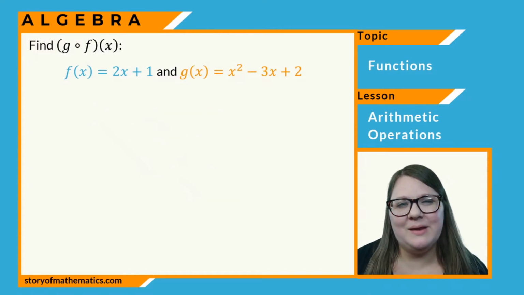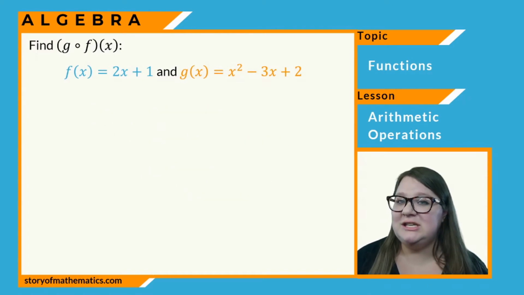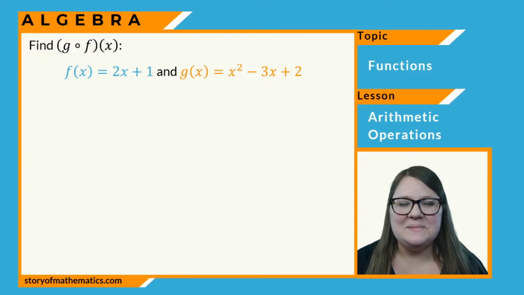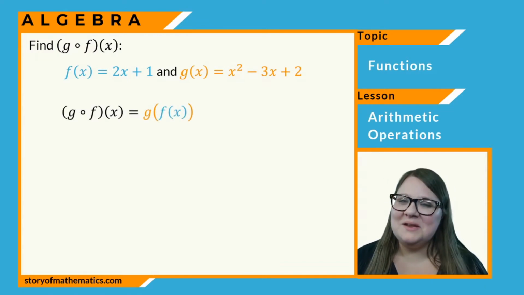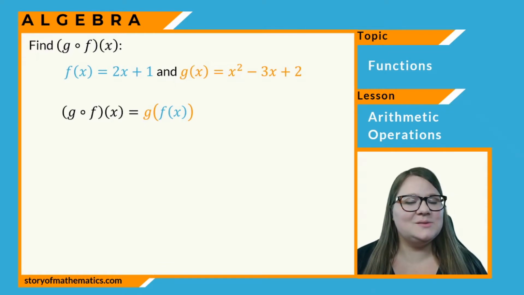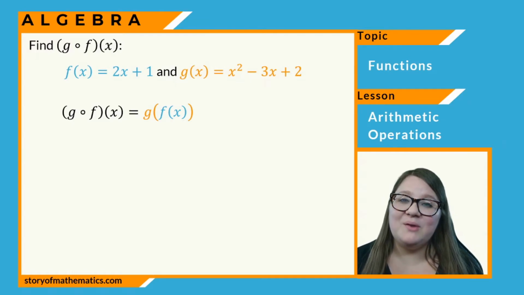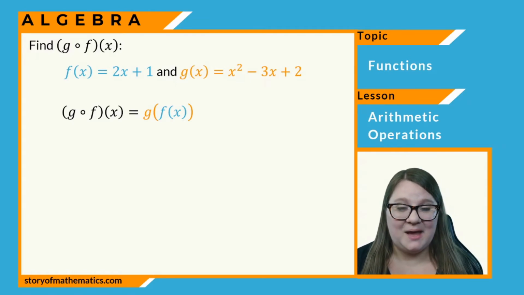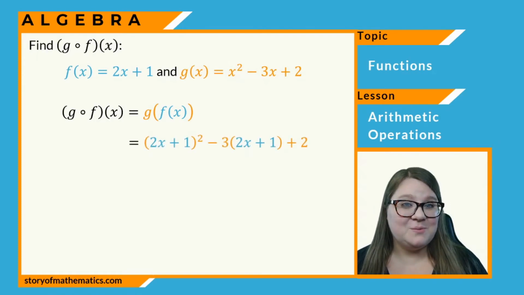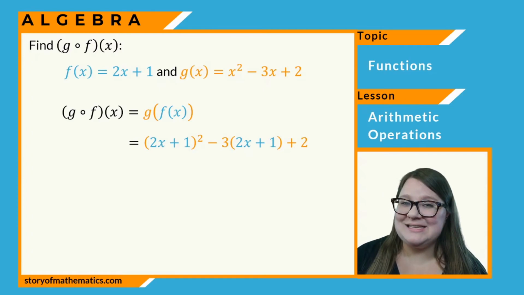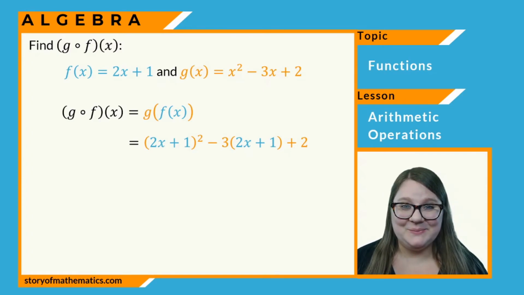Now, do you think we'd get the same thing if we did g of f of x? Probably not, right? Because I kind of already gave that away. So what I'm going to do first, just like last time, is rewrite it in its nested format. Now everywhere there's an x in the g function, I'm going to replace it with 2x plus 1, because that's my f of x. So now I'm going to have 2x plus 1 squared minus 3 times 2x plus 1 plus 2.